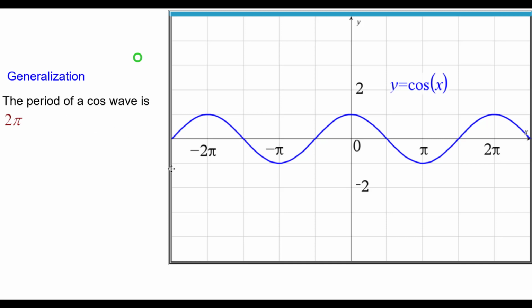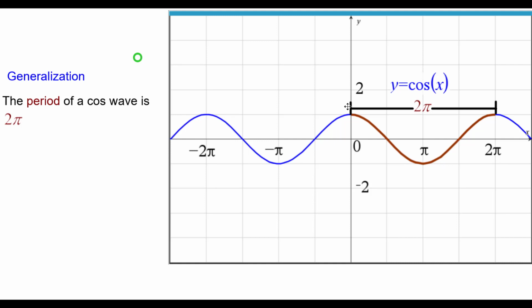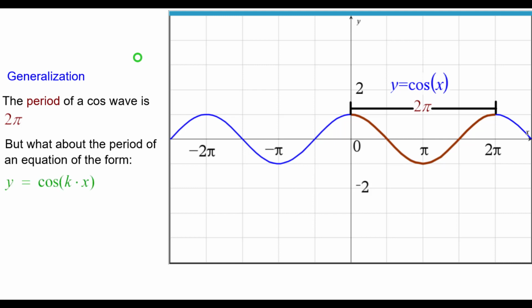Generalization: the period of a cosine wave is 2 pi. Maximum to maximum here is 2 pi. But what about the period of an equation of the form y equals the cosine of the quantity some constant times x? We're using the variable k here.